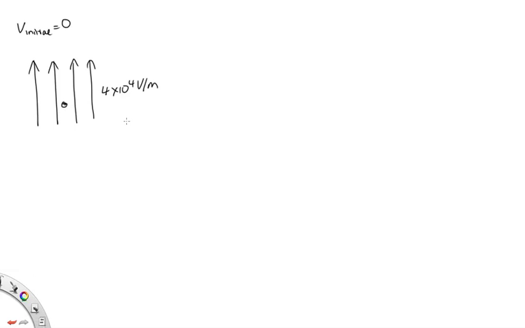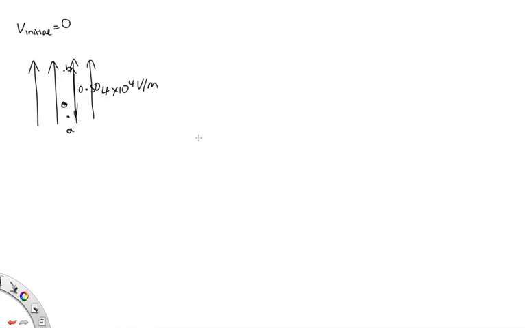Okay, next example. A proton is released from rest, so V initial equals 0, in a uniform electric field. So here's our electric field, it's uniform. Here's our positive charge, and the size of this is 4 times 10 to the 4 volts per meter. Assuming the only force acting on the proton is the electric force from the field, what is its velocity after it's travelled 50 centimeters? So here's point A, here's point B, they're 0.50 meters apart. So let's consider our voltage difference.